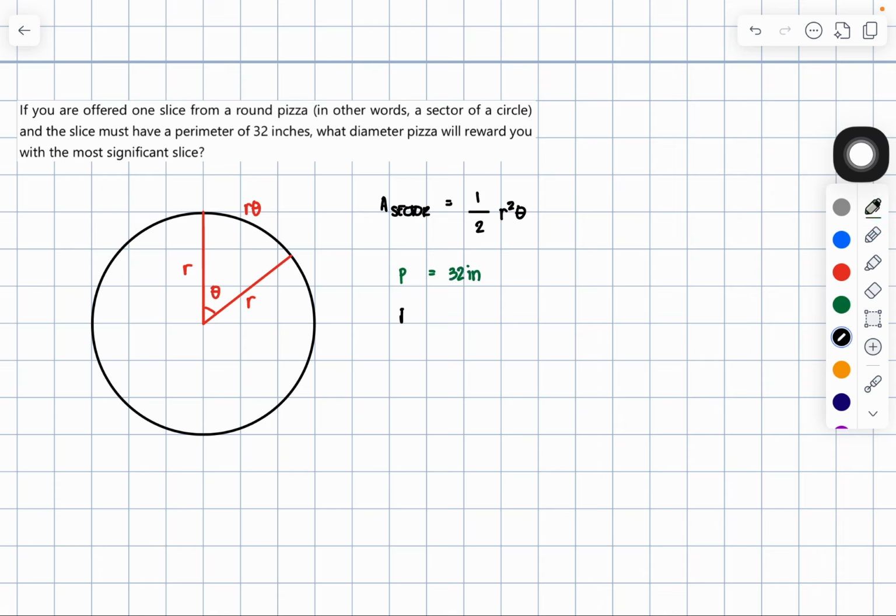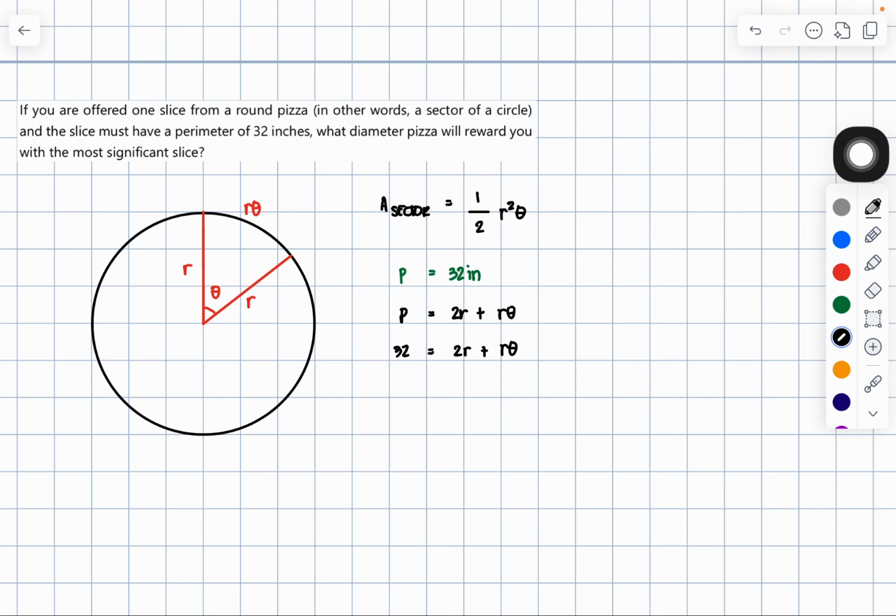So, equation na ma-derive natin for perimeter, ano ba yung sides na meron tayo sa slice na yan? Yung dalawang radius mo, plus ito, that is r theta. You call this the length of the arc of a circle, of the sector of a circle. So, our perimeter should be 32 inches. So, you have 2r plus r theta.